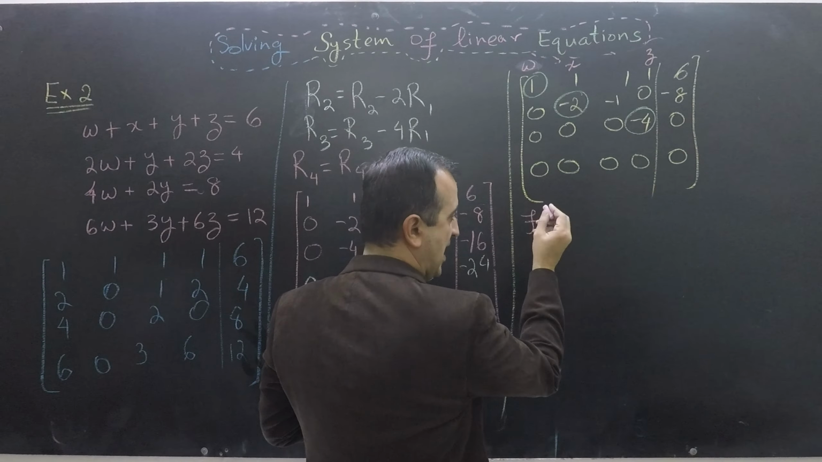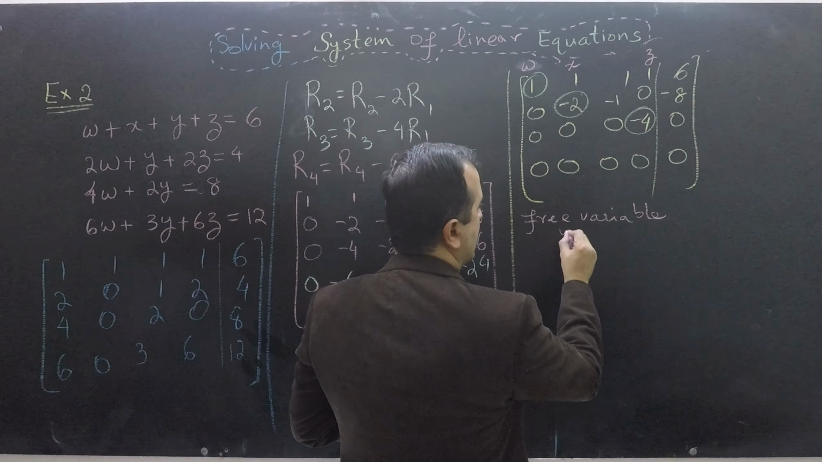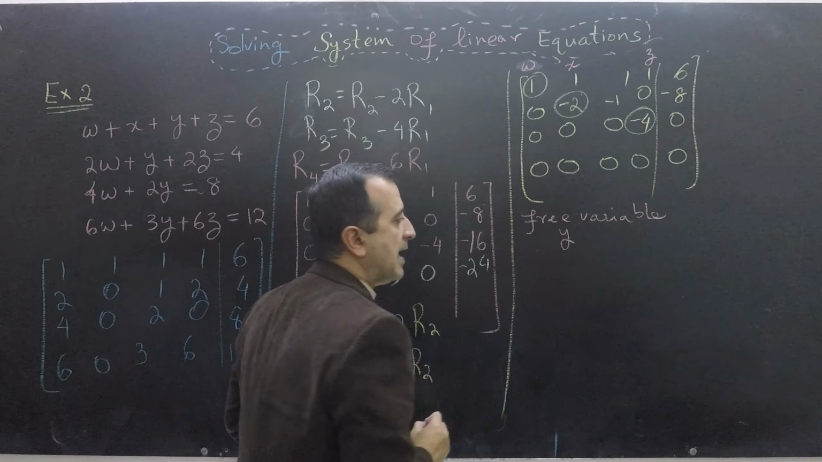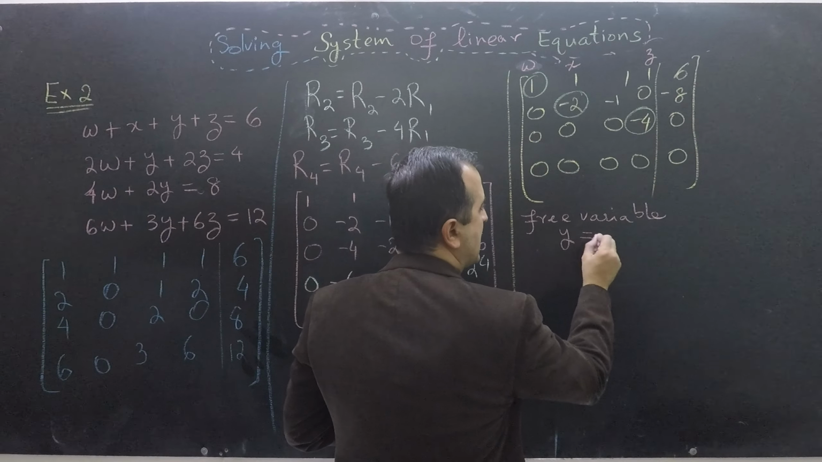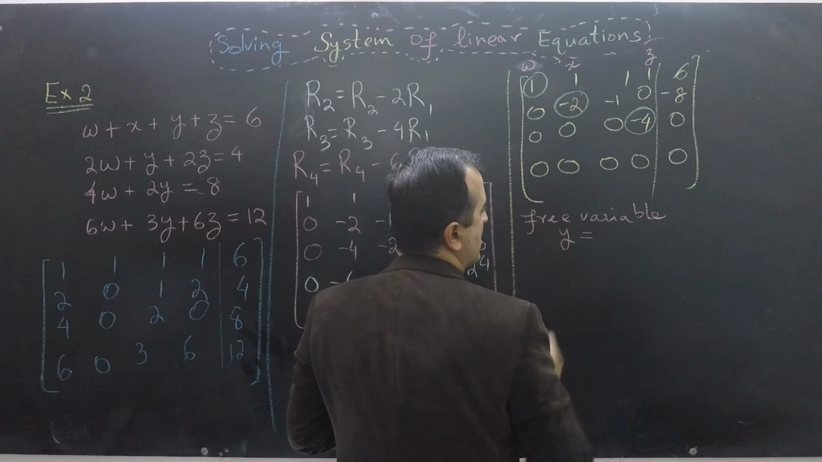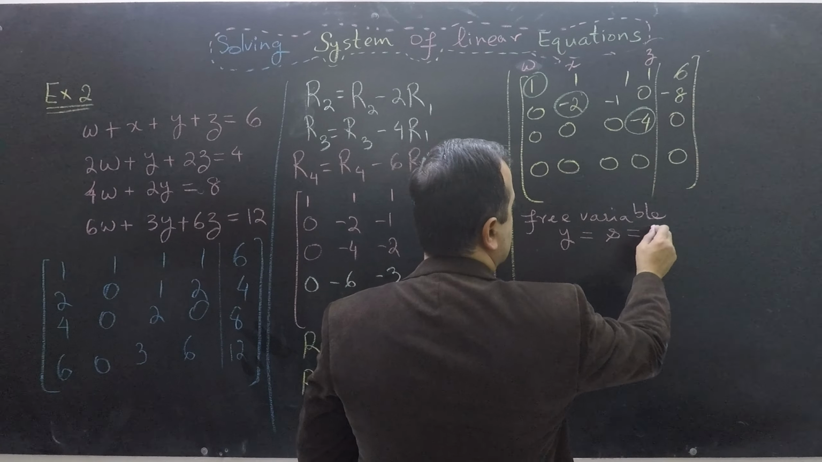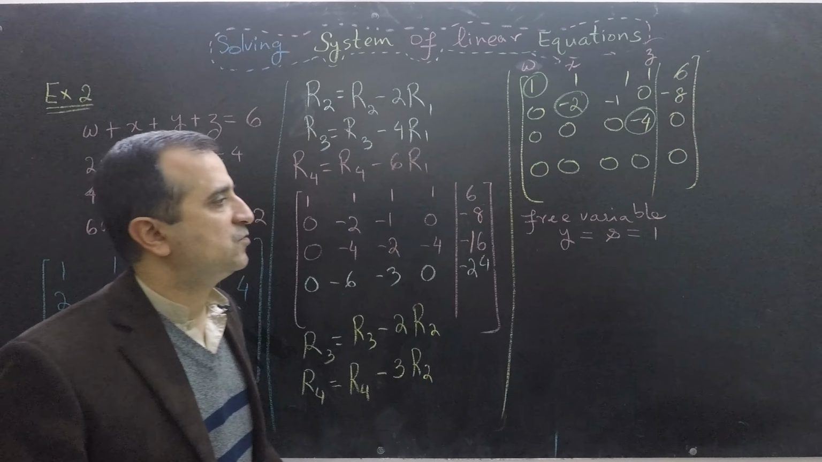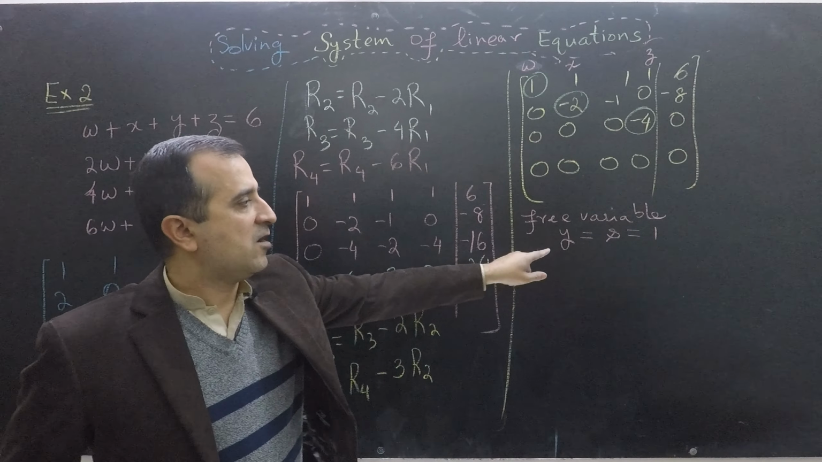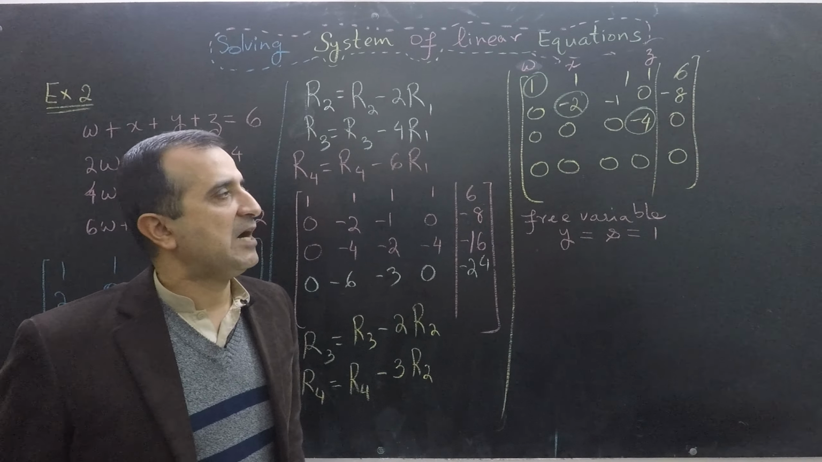Free variable is a variable for which these equations say nothing and we can assume anything. So the free variable is going to be y. So y can take any value. Let's say y is equal to s, which usually we make, for our free variable, equal to 1 for simplicity. So let's say the free variable is equal to 1.